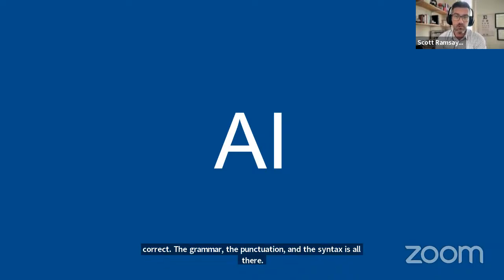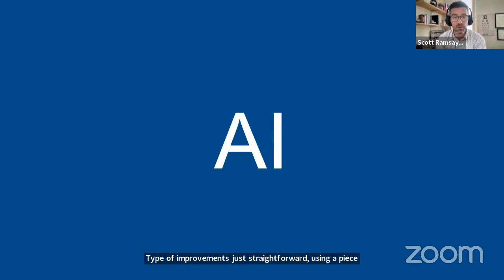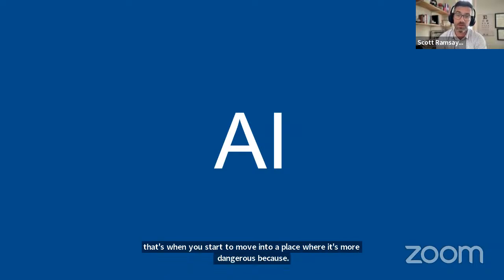This type of improvement, just straightforward use of a piece of software to help check the grammar, has been around for many years. But when artificial intelligence starts to creep in to improve or make suggestions about how to improve the piece of work itself, that's when you move into a more dangerous place, because you're no longer submitting something that is a reflection of your own thoughts, perhaps. If at the very least, it's not a reflection of your own ability to communicate those thoughts. So you have to be very careful about how you use artificial intelligence.